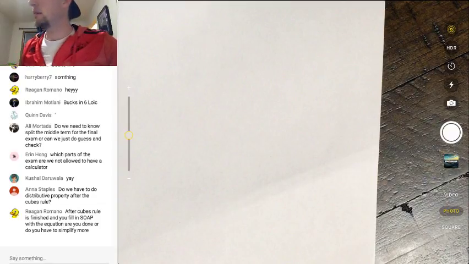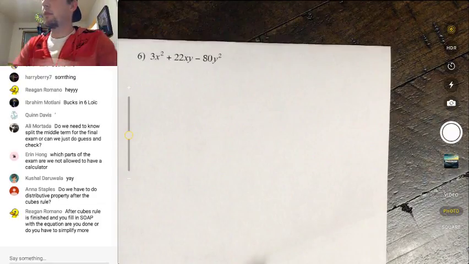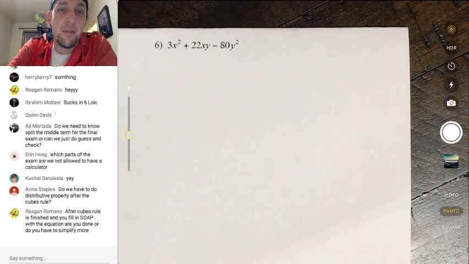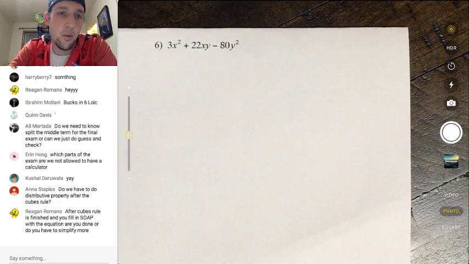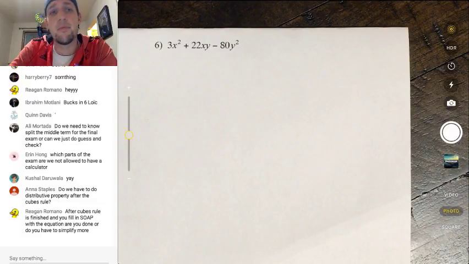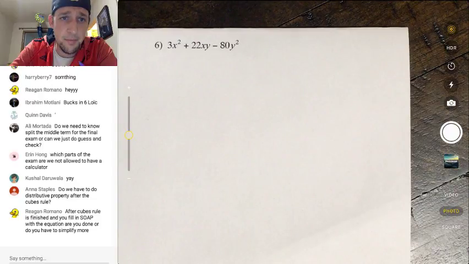So we are on number 6. Number 6 is actually not a significantly different problem, but if you notice, I threw some y's in there, just to make sure that we knew how to deal with those. There is almost no difference at all. If there were no y's in there, it would be a split the middle term problem. There are y's in there. It's still a split the middle term problem.